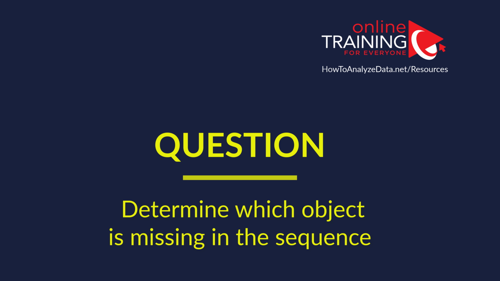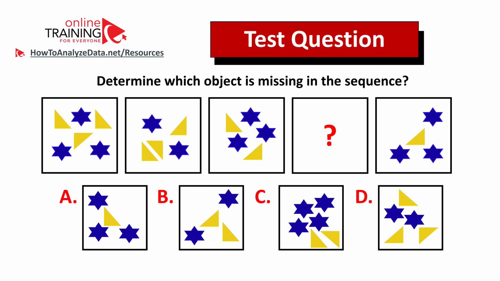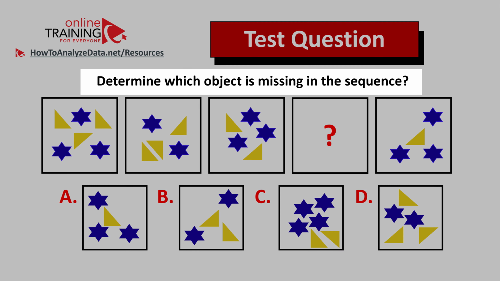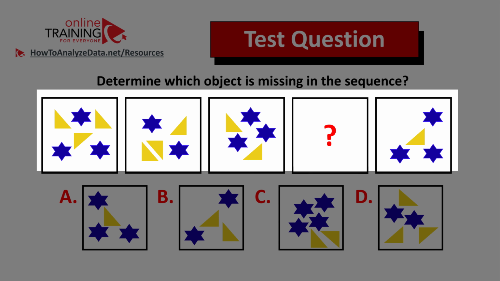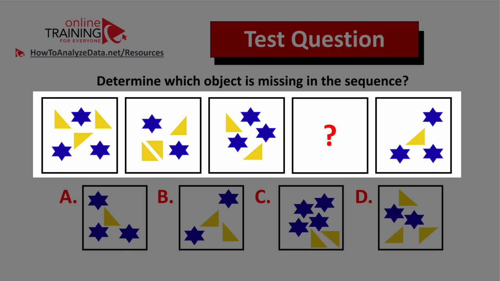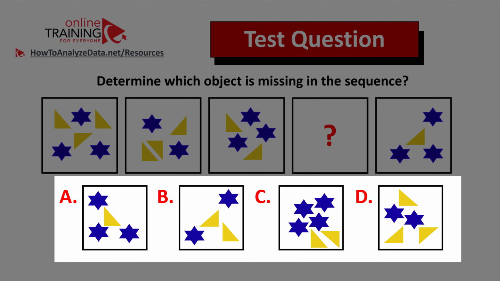Some of you might find this question tricky, but regardless of whether you can solve it on your own or not, you will be excited to learn the solution to this real-life assessment test question. Here's the question. Determine which object is missing in the sequence. You're presented with a sequence of 5 objects, and object number 4 is missing. You also have 4 different choices to choose from for the missing object: choices A, B, C, and D.